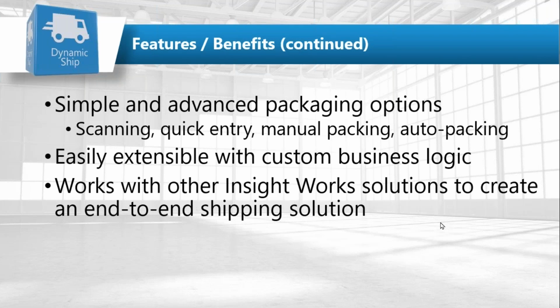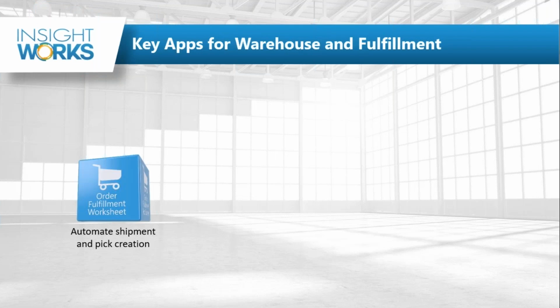Now, the way we do that is, I'll jump into this and talk about a few of the applications, the solutions we have for doing fulfillment from within Business Central. The first one here is the order fulfillment worksheet. That's one of the applications that you can get from us. And all these can run independently, but if you use them together, you get that end-to-end solution. The order fulfillment worksheet answers the question, what can I ship today?